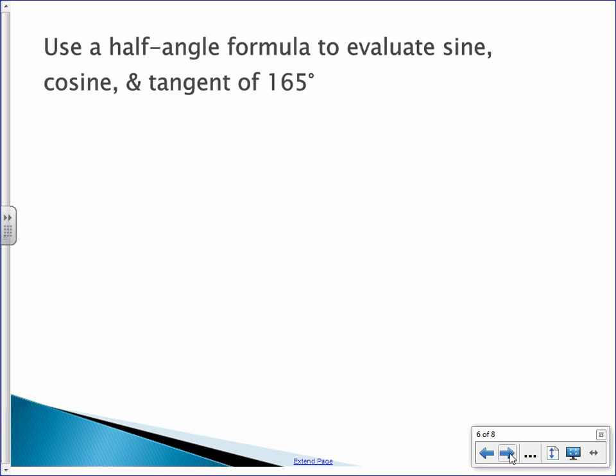Now I just gave you half angle formulas. What special angle could we cut in half to get 165 degrees? What number do we cut in half to get 165? 330. Is 330 a special angle? It sure is. So if I want the sine of 165 degrees, then I can say, well, that's the same thing as 330 cut in half.